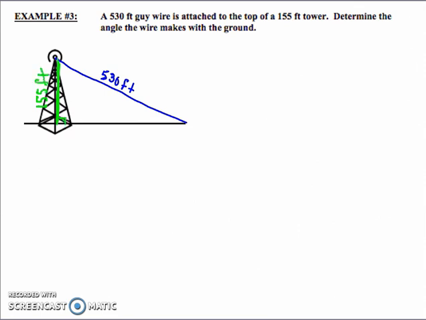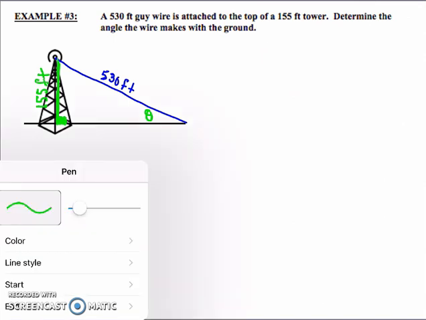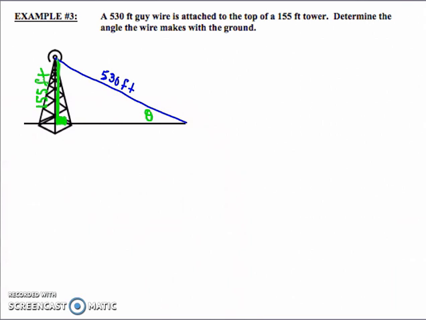So here's our right angle in our picture right here in the corner, okay? And the question is, determine the angle the wire makes with the ground. So this one is a little bit different. This time, they are tasking us to find theta, okay? Well, if we look at our picture, we know the side opposite of theta, and we know the hypotenuse. So we want a trig function that uses opposite and hypotenuse. That's going to be sine.